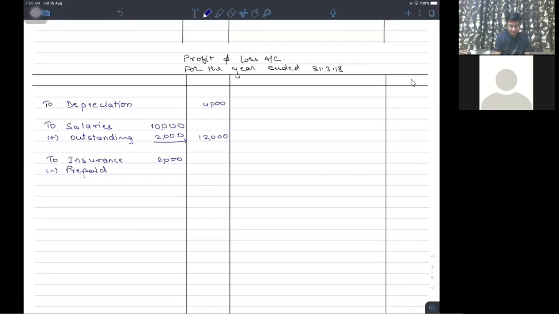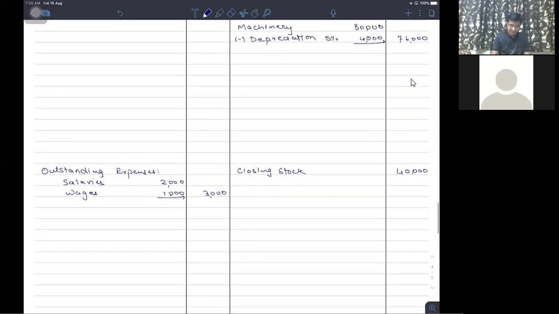Prepaid 500, outer amount column 1,500. Am I right? And at the same time, it being an asset, it will go into what? Balance sheet, asset side, prepaid insurance, rupees 500. Am I right?